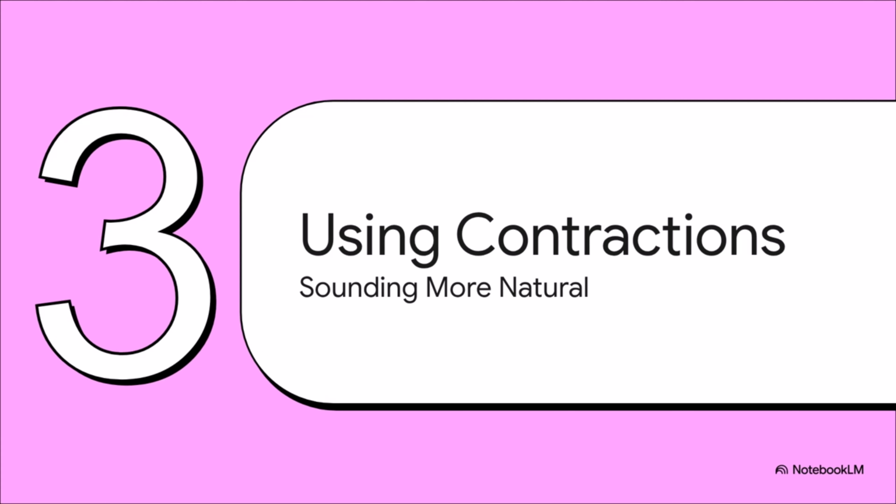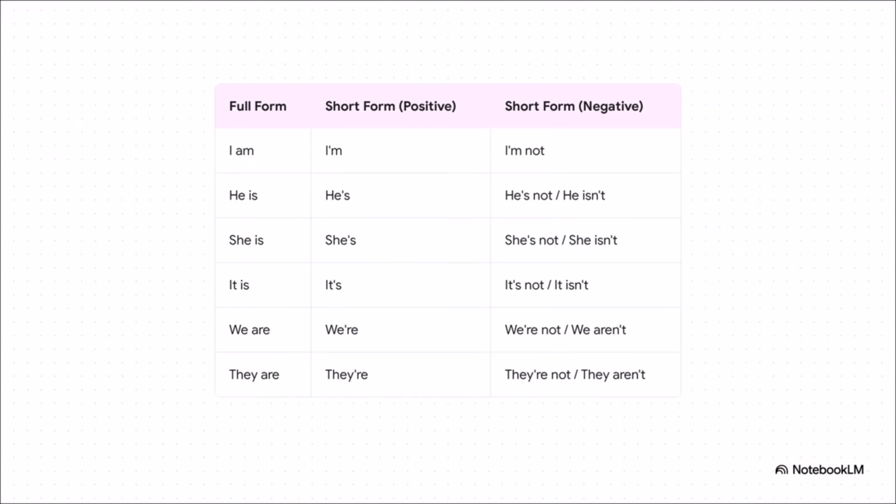Okay, so you've got the rules down. Now let's talk about a little secret to sounding less like a textbook and way more like a native speaker. The key is using shortcuts, or what we call contractions. This chart right here is your new best friend. For the positive sentences, I am gets squished into I'm, and he is becomes he's. Now pay close attention to the negative side. For a lot of these, you actually get two options. He is not can become he's not or he isn't. Both are totally correct, and you'll hear them both all the time.